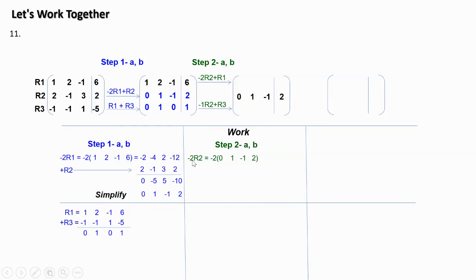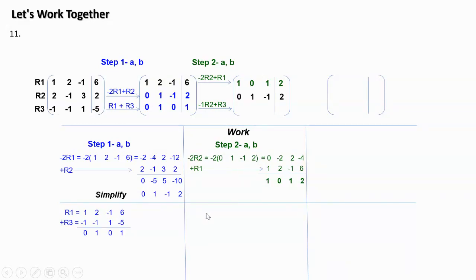And here's my work. So -2 row 2 equals -2 times every element in row 2, which is 0, 1, -1, and 2. So we get 0, -2, 2, and -4. We're going to add it to row 1. So row 1 is 1, 2, -1, and 6. After we add them, we get 1, 0, 1, 2.